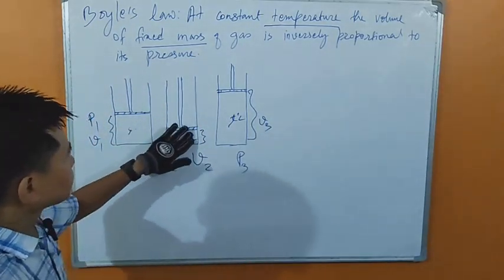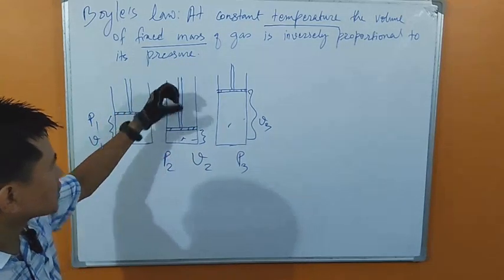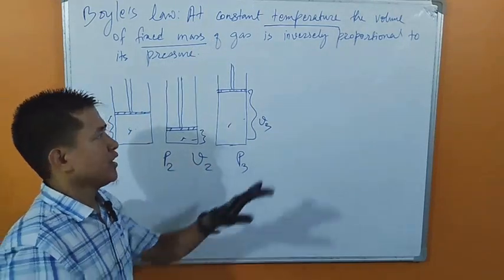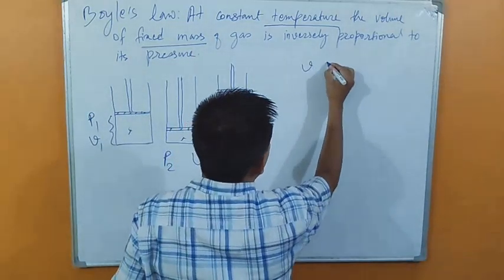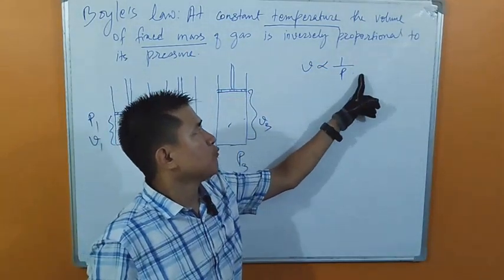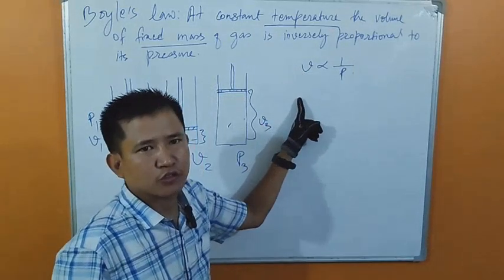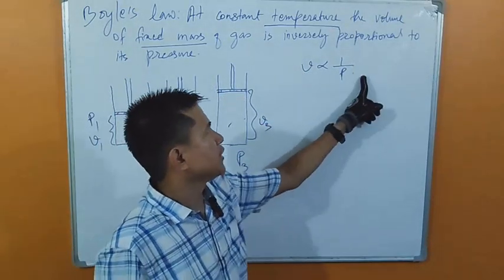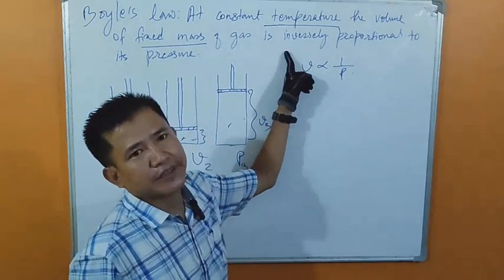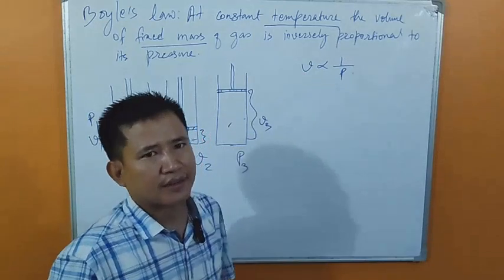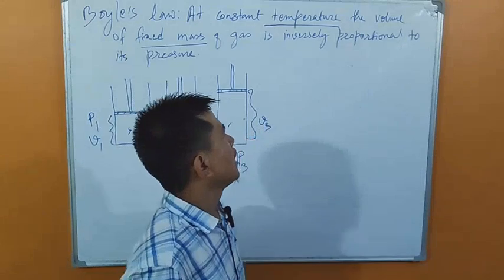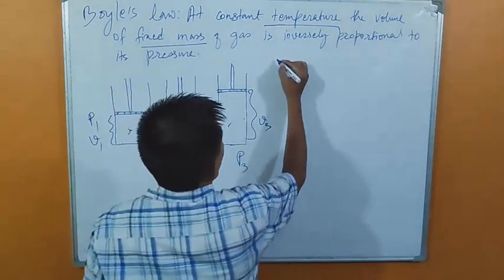In that case, if you apply more pressure, volume reduces. If you apply less pressure, volume increases. Or you can also say V is inversely proportional to P, which means if you apply more pressure, volume decreases. As I told you earlier in the concept of mathematics, if P increases, V decreases. If P decreases, V increases. This is exactly what Boyle's law tells us. Now let us quickly move to the mathematical expression of Boyle's law.